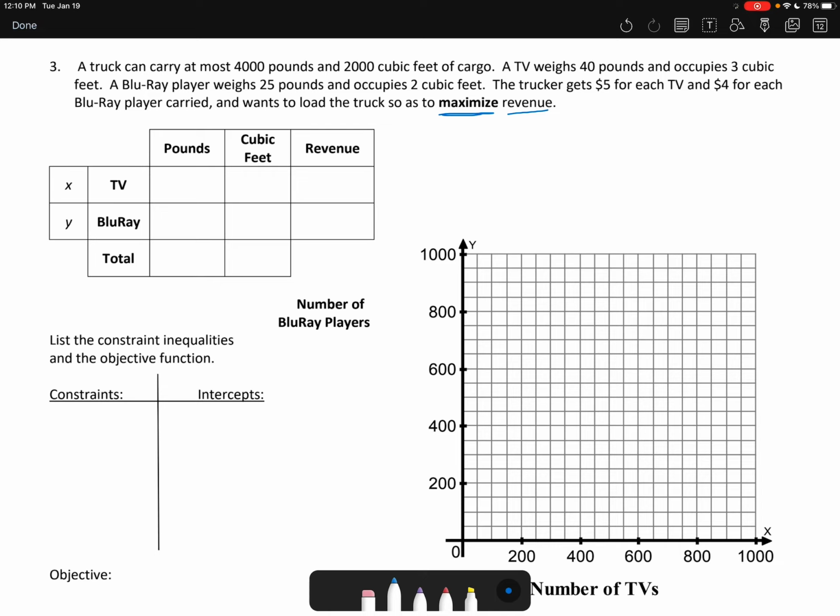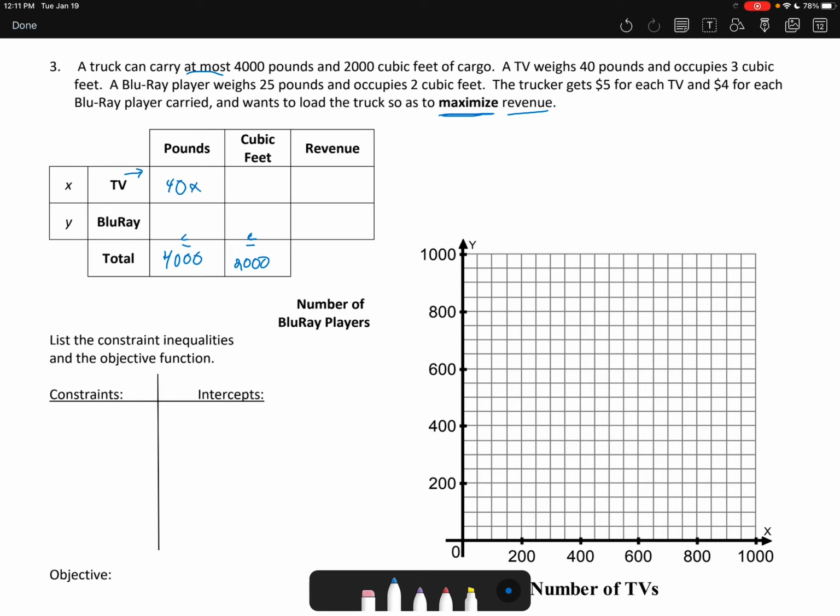Okay, so constraints here are the pounds and the cubic feet. So this truck can carry at most 4,000 pounds, and let's see, so that's the total. So he can only carry 4,000 pounds at most. So these are going to be less than or equal to's. And at most, they can take up 2,000 cubic feet.